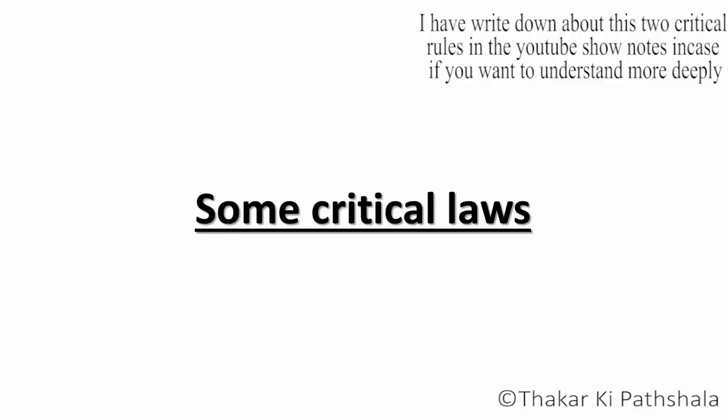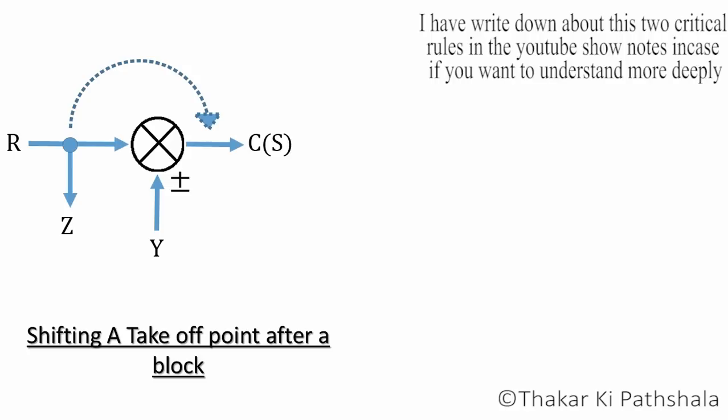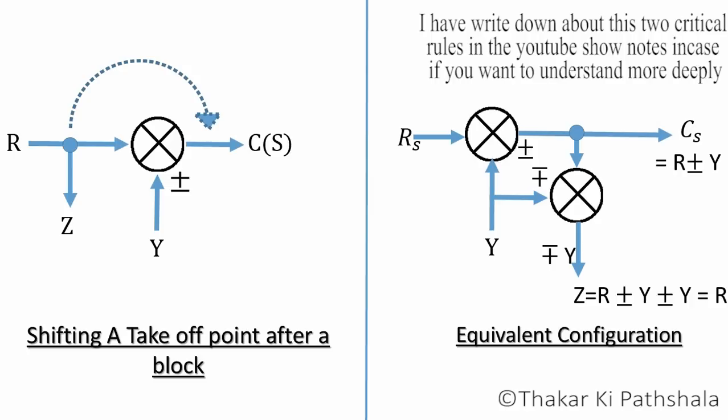Now there are two critical rules which are 9 and 10. Rule number 9 is about shifting a takeoff point after a summing point. After shifting the takeoff point after the summing point, the configuration will look like as shown in the figure on the right hand side. Let's take a deeper look at how it happens.